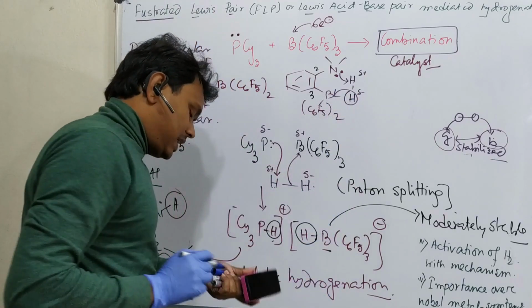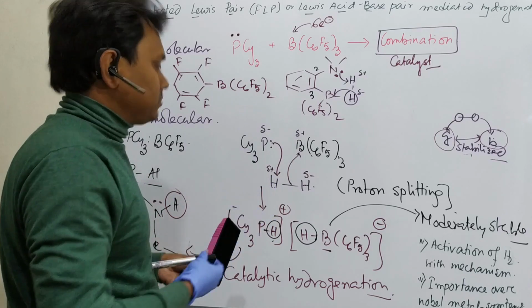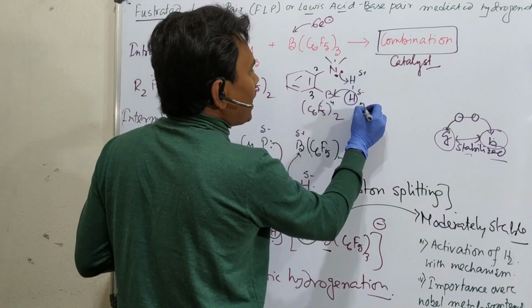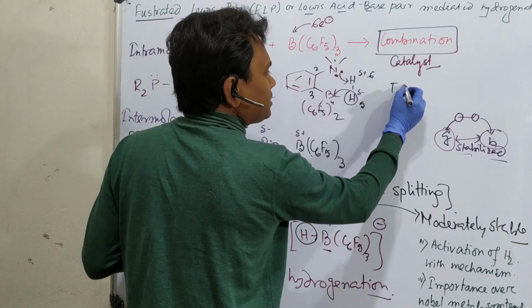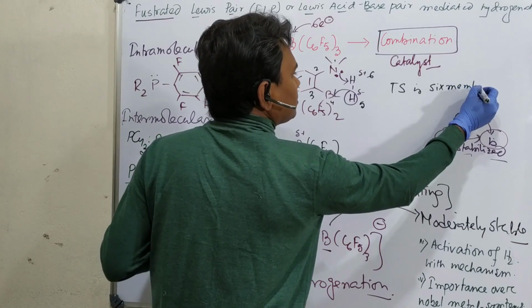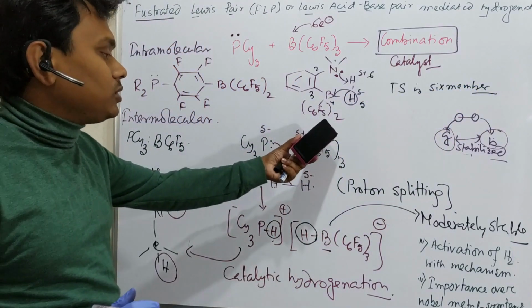Now the question: why will this happen? Just count the ring. What do I mean? 1, 2, 3, 4, 5, 6. So the transition state, TS, is 6-membered. That's why it happens. This is the intramolecular fashion.